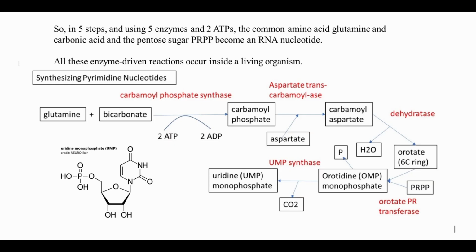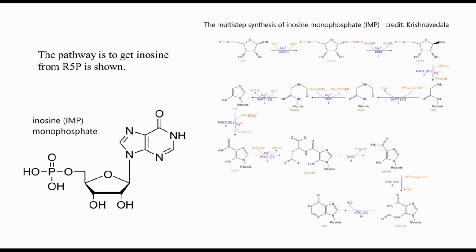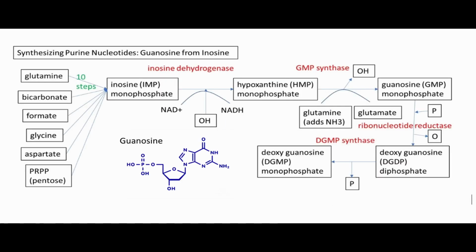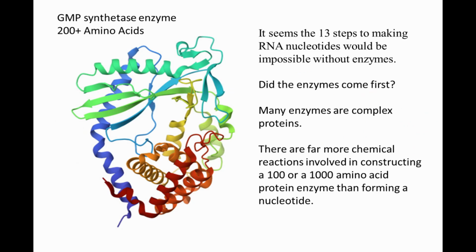There are at least 5 steps to form the simplest pyrimidine RNA nucleotide, uridine, U, from basic amino acids. There are at least 10 steps to making inosine monophosphate from basic amino acids, plus another 3 steps from inosine to get the purine RNA nucleotide, guanosine, G. It seems the 13 steps to making RNA nucleotides would be impossible without enzymes. Did the enzymes come first?